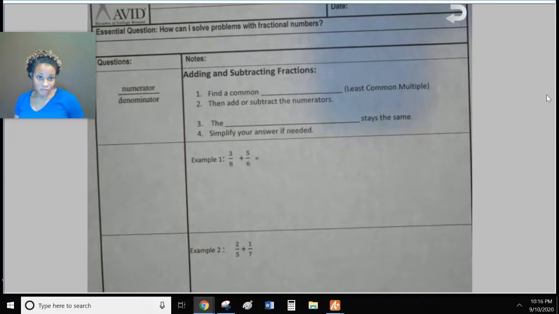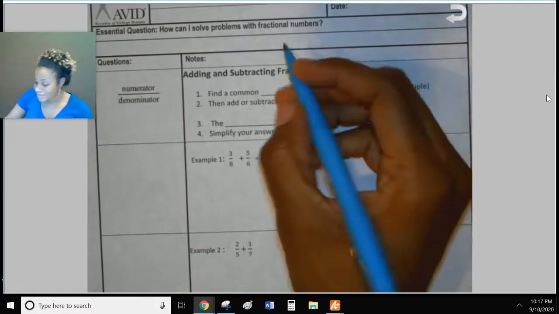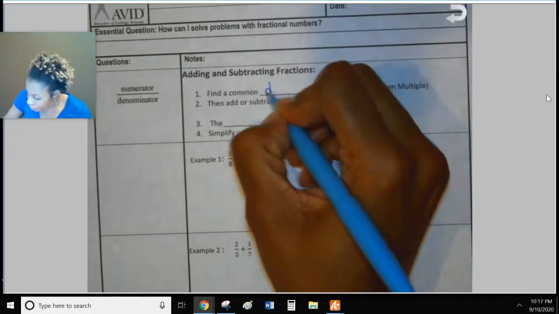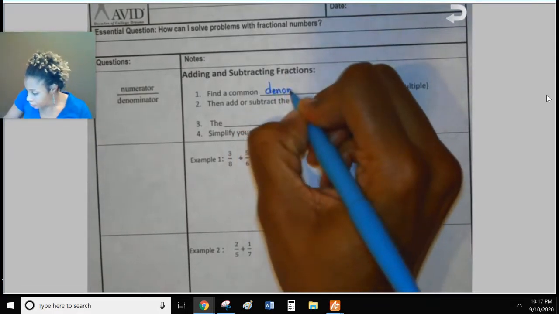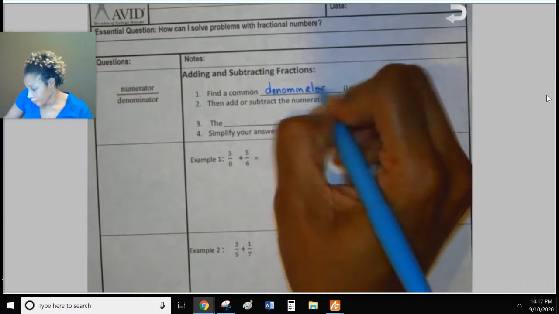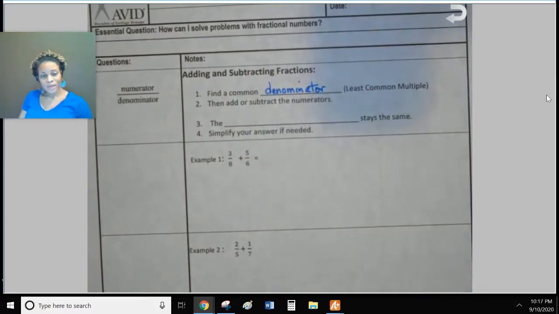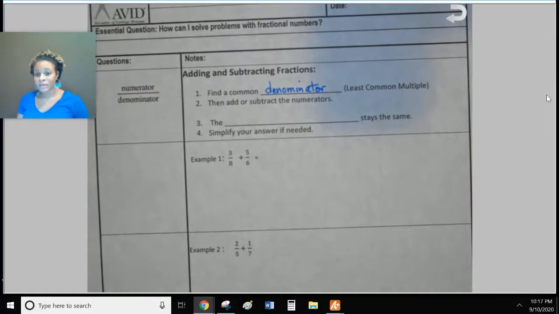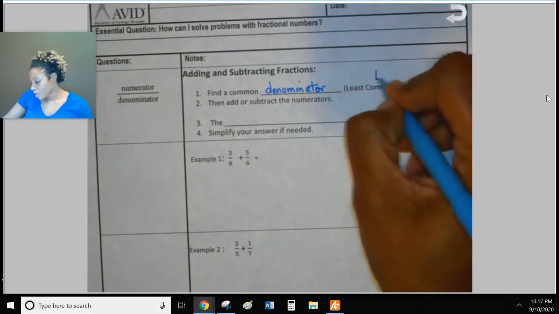Adding and subtracting fractions should be easy, but it takes a little bit of work to get to our answer. First of all, adding and subtracting fractions is not like multiplying and dividing. When adding and subtracting fractions, you have to find a common denominator. How do you do that? It's called the least common multiple.